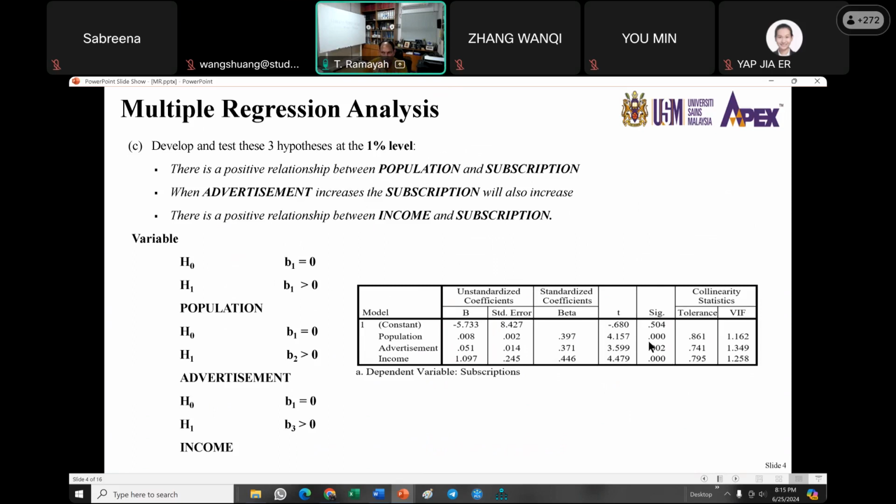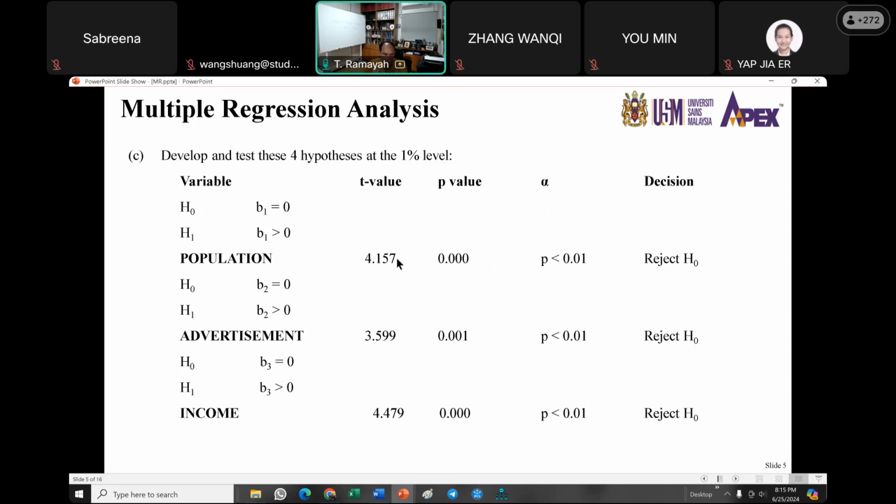So these are the numbers given. After we have written the hypothesis, we can summarize them here. This is the t value for the first variable called population. This is the p value. This is the alpha value we want to compare, which is given here, right? Alpha value is 1%. And then we decide on the rejection of the hypothesis.